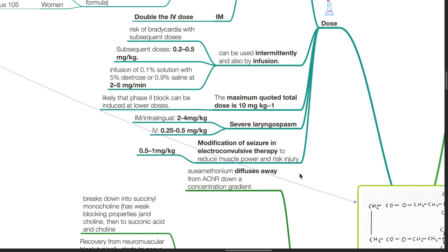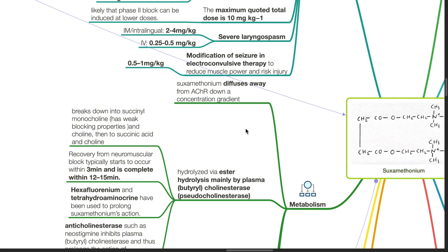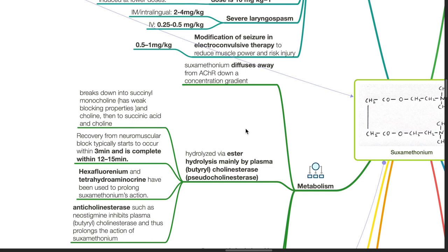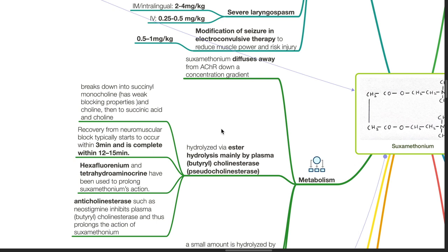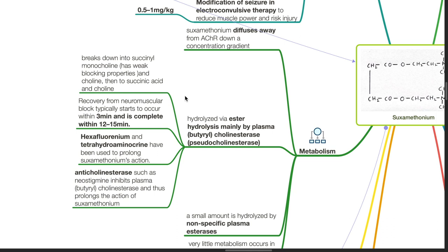Metabolism. Suxamethonium diffuses away from the acetylcholine receptor down a concentration gradient. It is hydrolyzed via ester hydrolysis mainly by plasma cholinesterase, also known as pseudocholinesterase. It breaks down into succinylmonocholine, which has weak blocking properties, and choline, and subsequently to succinic acid and choline. Recovery from neuromuscular block typically starts to occur within 3 minutes and is complete within 12 to 15 minutes for patients with normal plasma cholinesterase enzymes.